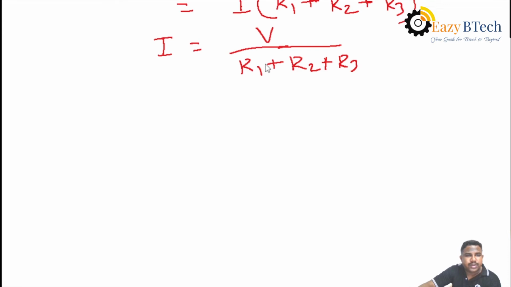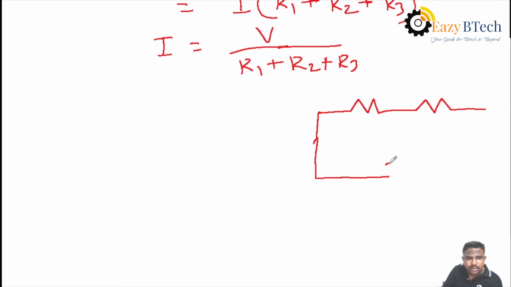Then we have to verify the KVL rule also. That means, consider we have a series circuit. For example, we take two elements, and those two elements are connected to a voltage source.